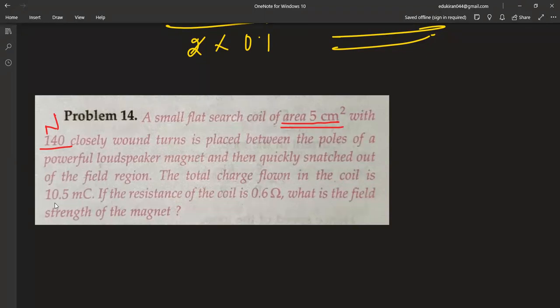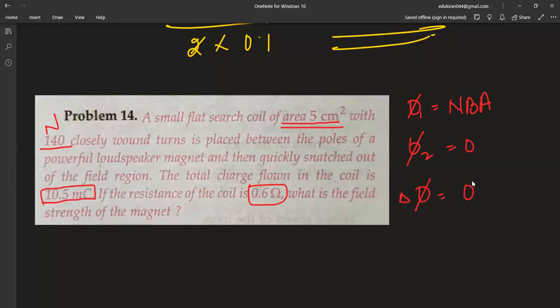Total charge is given as 10.5 millicoulombs. Resistance is given as 0.6 ohms. What is the field strength of the magnet? So initial flux, that is NBA. Final flux is 0. So the change in flux will be phi 1 minus phi 2, that is NBA.